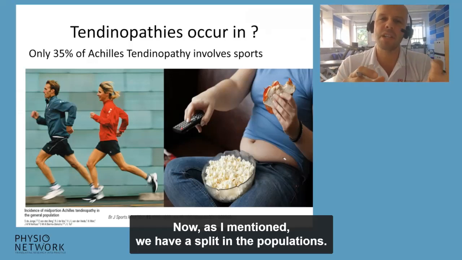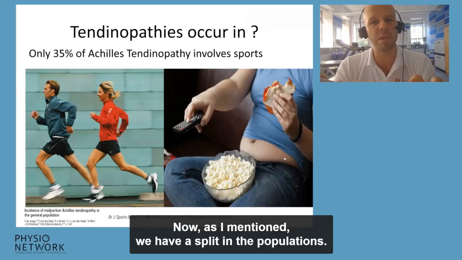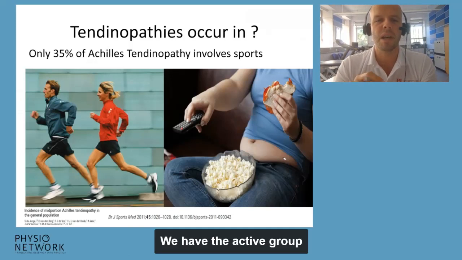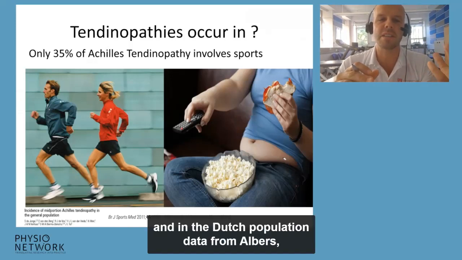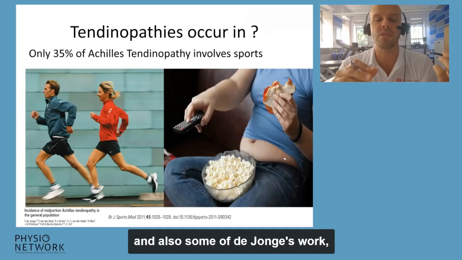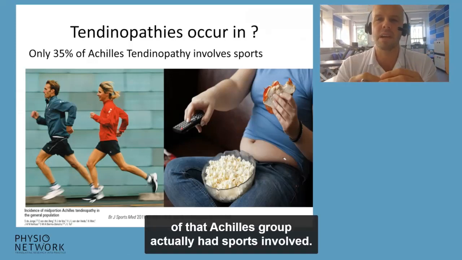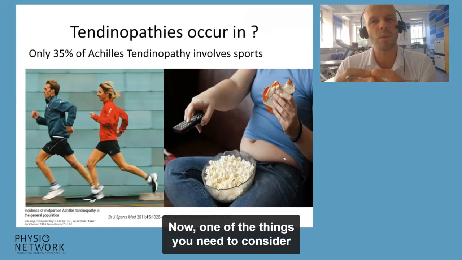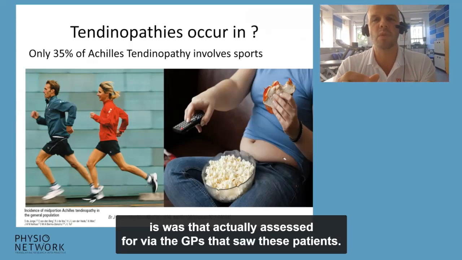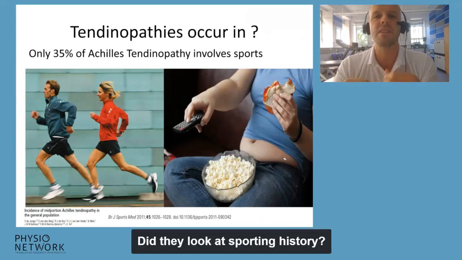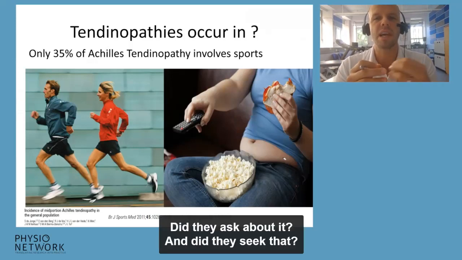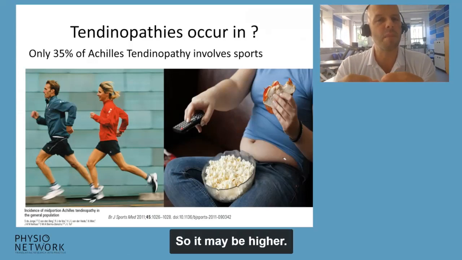Now, as I mentioned, we have a split in the populations. We have the active group, and in the Dutch population data from Elbers and also some of de Jong's work, they've only shown 35% of that sort of Achilles group actually had sports involved. Now, one of the things you need to consider is, was that actually assessed for via the GPs that saw these patients? Did they look at sporting history? Did they ask about it, and did they seek that? It may be that they've missed it, so it may be higher.